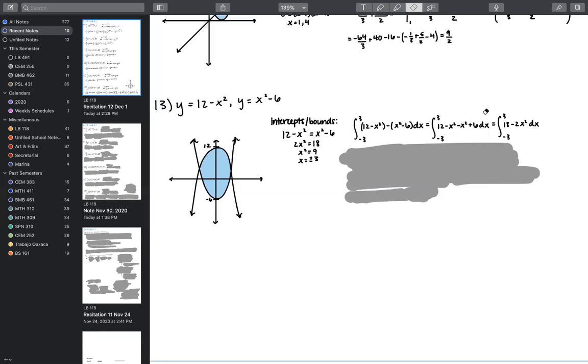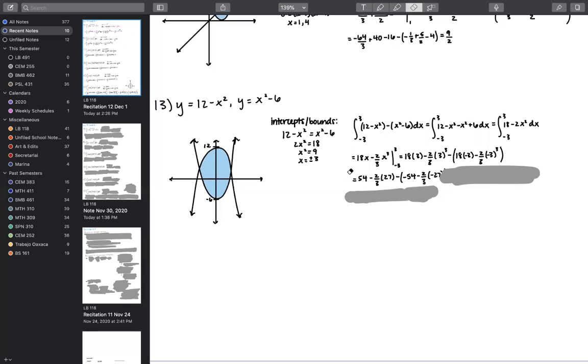Expand and simplify. And now this is our final form that we're going to take the antiderivative of. We're going to get 18x minus 2/3 x cubed. We're going to throw in that 1/3 there to account for the 3 when we drop it using the power rule, on the interval -3 to 3. And then plug and chug algebra from there.